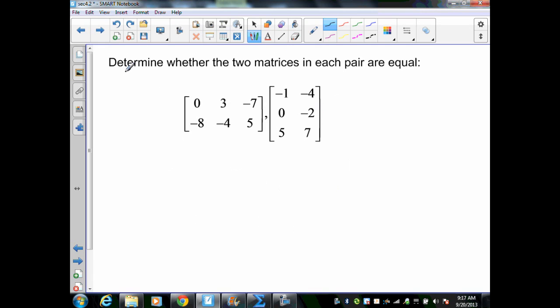Again, we want to determine whether the two matrices in each pair are equal. Let's check the dimensions. Here, this is going to be a 2 by 3, and this matrix is going to be a 3 by 2. Since the dimensions are not equal, these are not equal matrices.